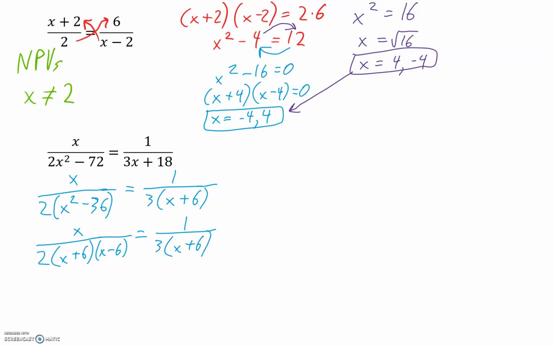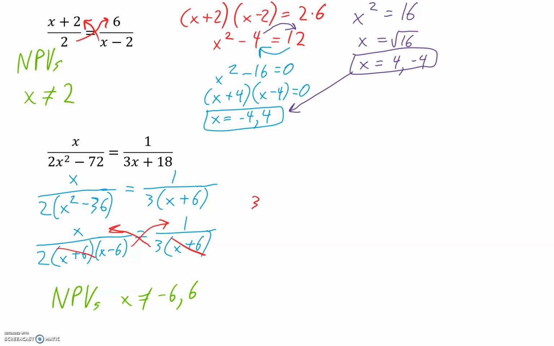Okay, at this point, we want to label our NPVs. We've simplified as much as possible, factored as much as possible. So x cannot equal negative 6 or positive 6. Now we're going to move the denominators on top, and we can also cancel out the two denominator parts that are the same. So x plus 6 is on both sides, so we can cross that out.